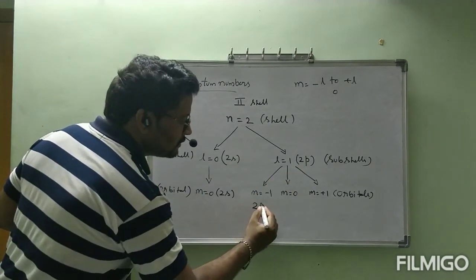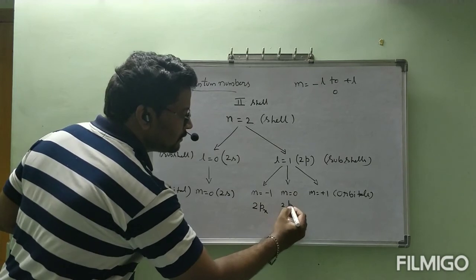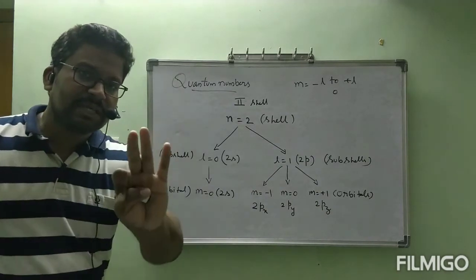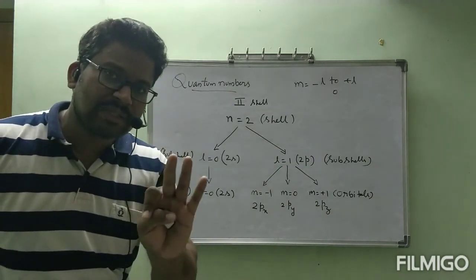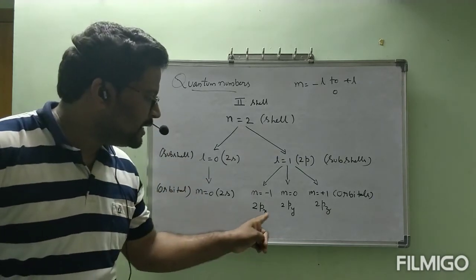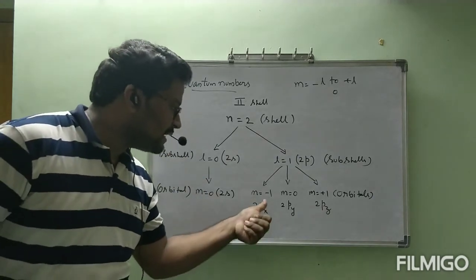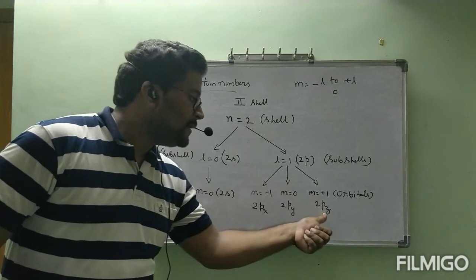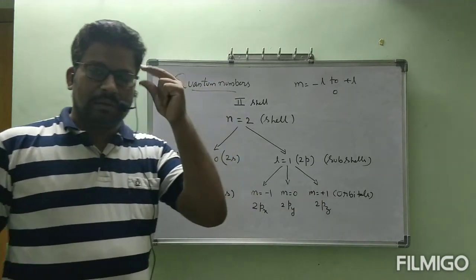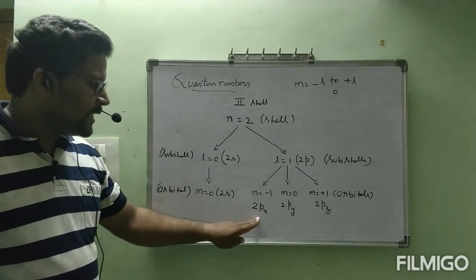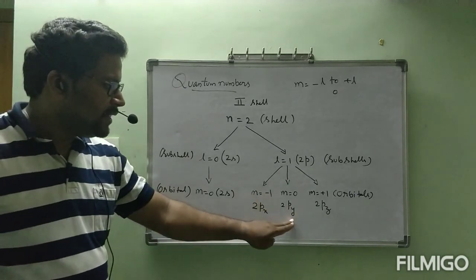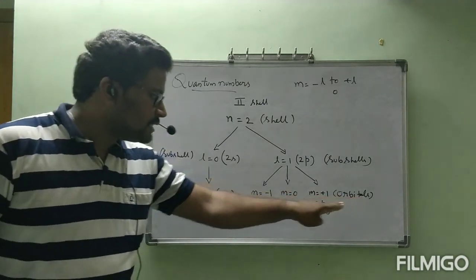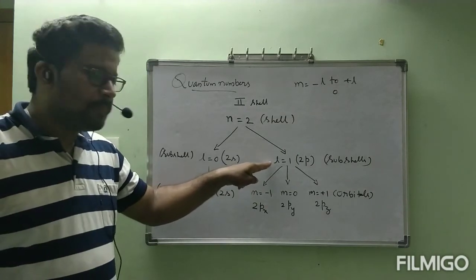So what are the names? 2px, 2py, 2pz. We have seen 3 orbitals are present in p. What are those 3? px, py, pz. px carries m value minus 1, py carries m value 0, pz carries m value plus 1. So 2px carries m value minus 1, 2py carries m value 0, 2pz carries m value plus 1. These are the orbitals of subshell 2p.